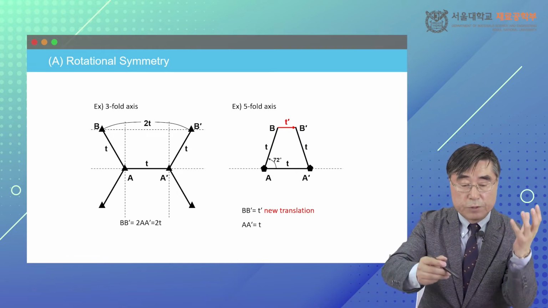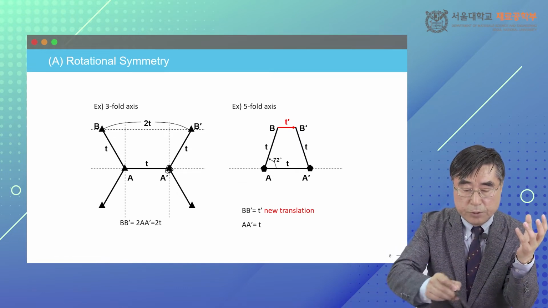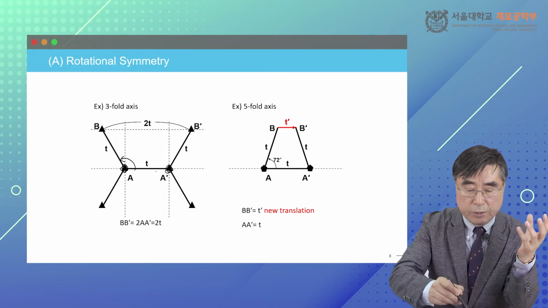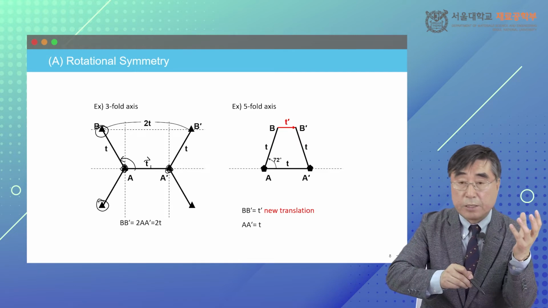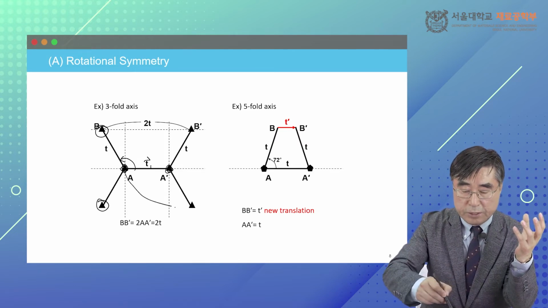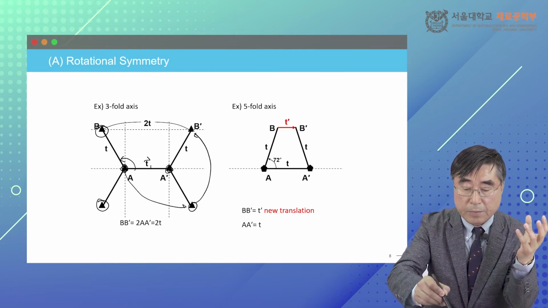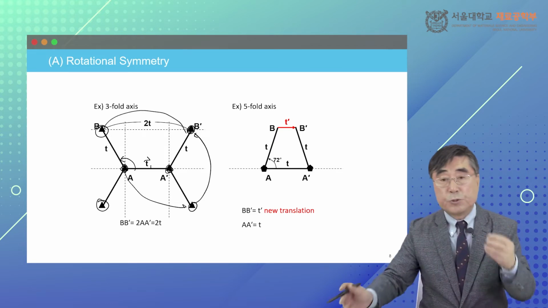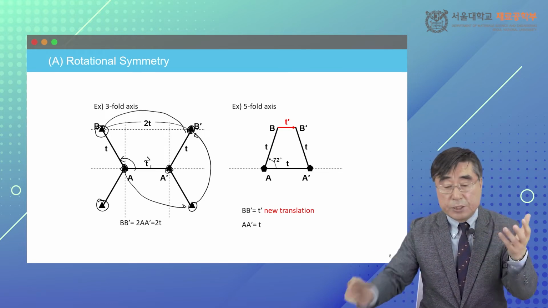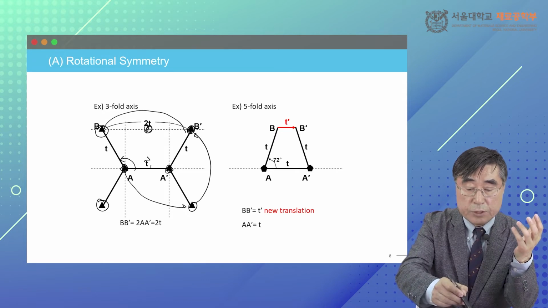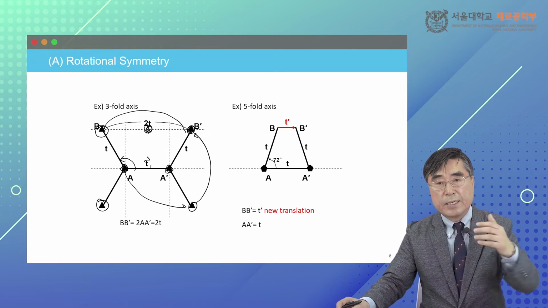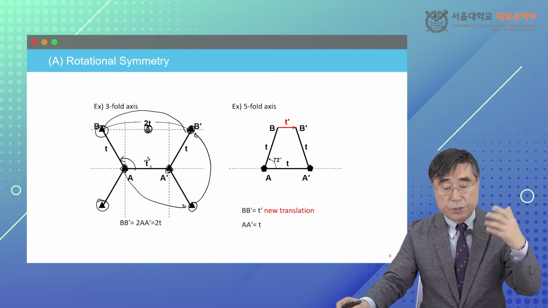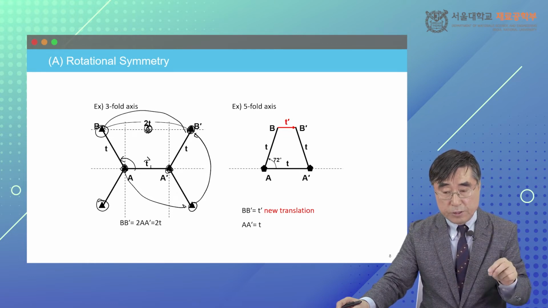For instance, three-fold axis, if there is one lattice point, 120 degree, one translation vectors, then this one generates here, and this one generates here. And of course, this one generates here, and this one generates here. Now, this distance is now 2t. It matches. If there is any poles in here, it's okay. Okay, basic repetitiveness unit component is in there. So three-fold rotational axis can exist in crystal structures.